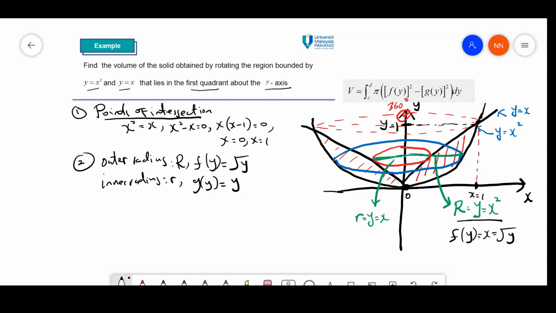Alright, so now we calculate the volume by using this formula. V equals the volume of the solid for this region bounded by these two curves from 0 to 1, by using the Washer method formula. This is the Washer method formula.